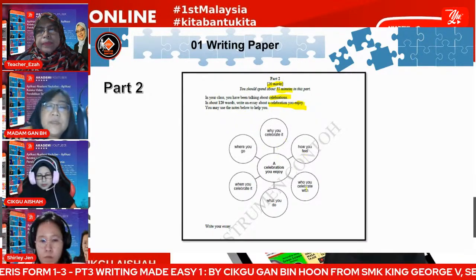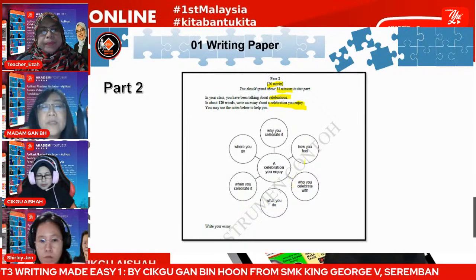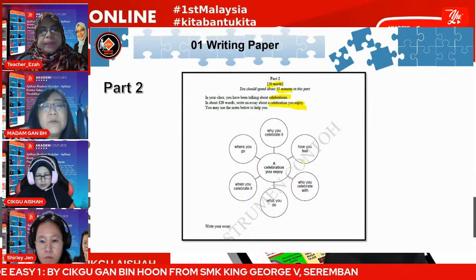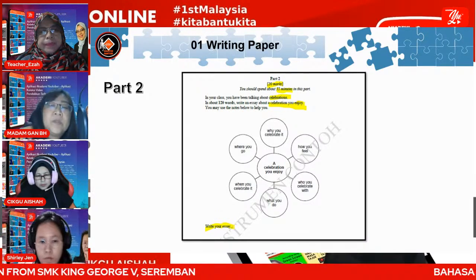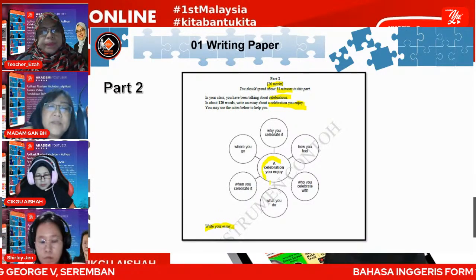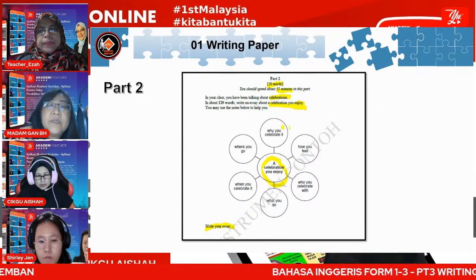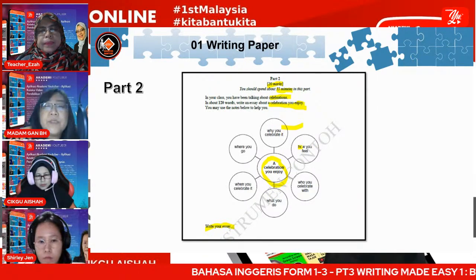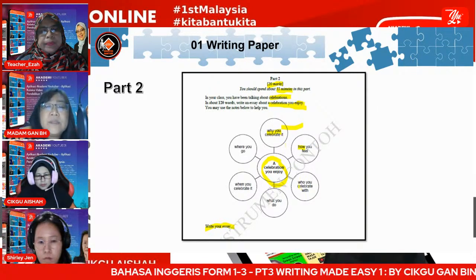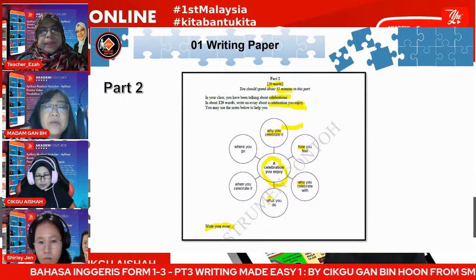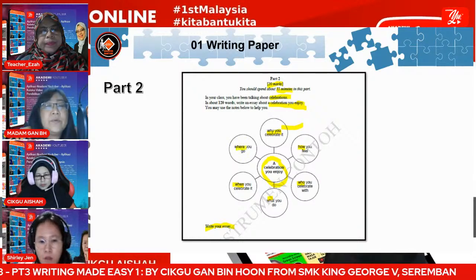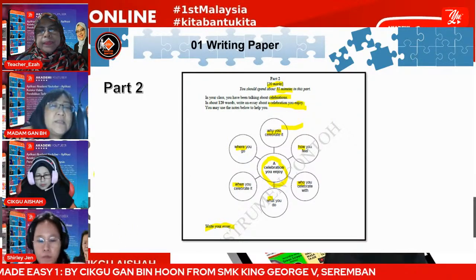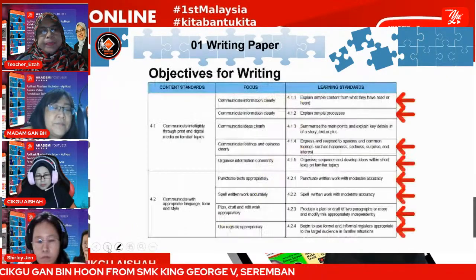So here, remember, there are 6 bubbles. Okay, so you have to answer all the WH questions. So the instruction will be write your essay. So this is the subject matter or the topic. And around it, you have 6 bubbles with WH questions: how you feel, why you celebrate, who you celebrate with, what you do, when you celebrate it, and where you go. Okay, so this is the format for part 2.